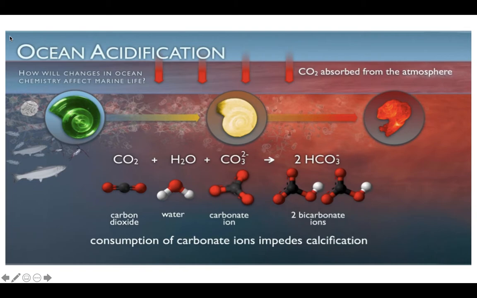As CO2 molecules are absorbed into the ocean, they bond with water to form carbonic acid, or H2CO3, which then breaks apart into hydrogen atoms and bicarbonate, or HCO3 minus. This increase in the concentration of hydrogen atoms in the water then causes the pH to decrease as the water becomes more acidic. All of this can be seen in the diagram on screen currently.